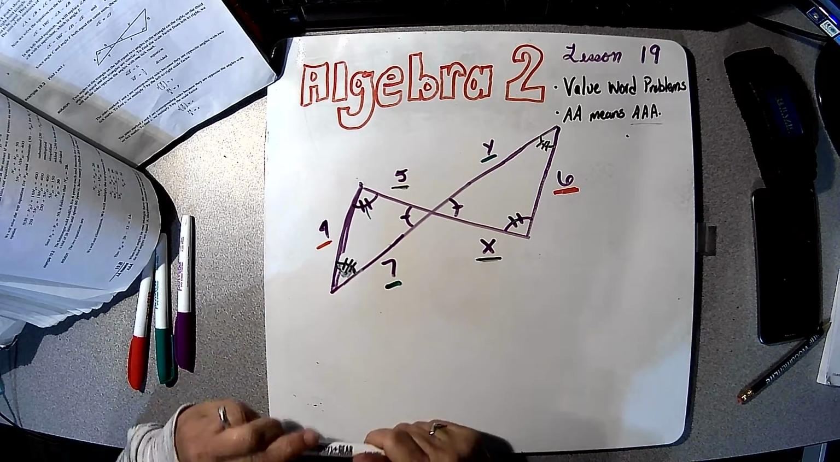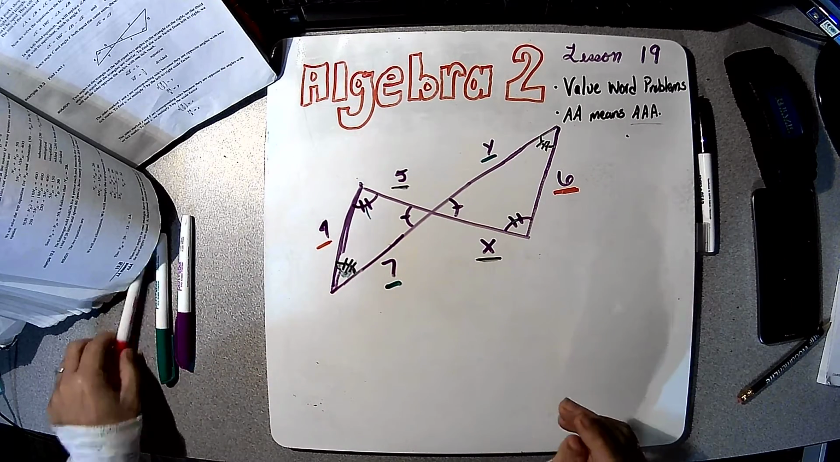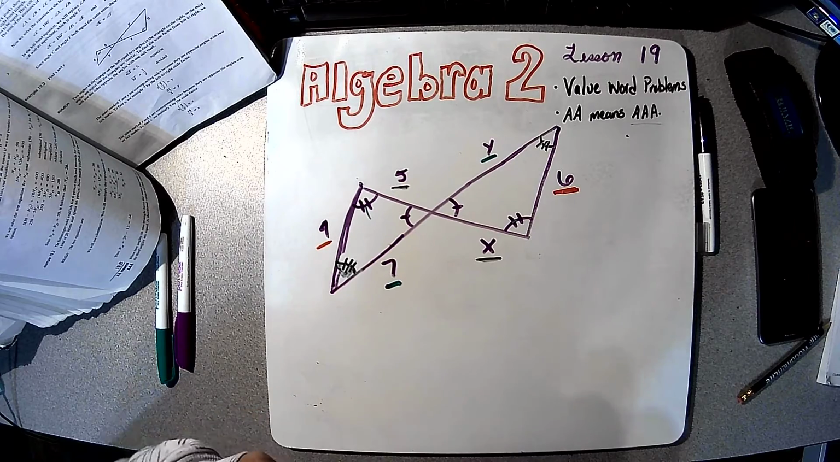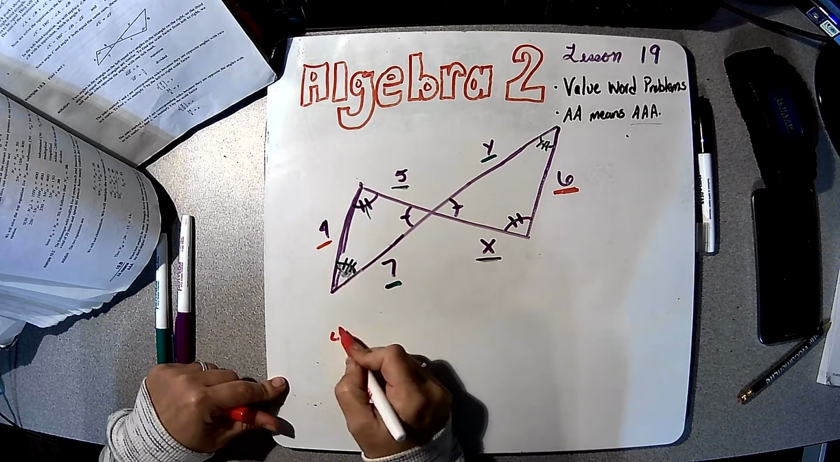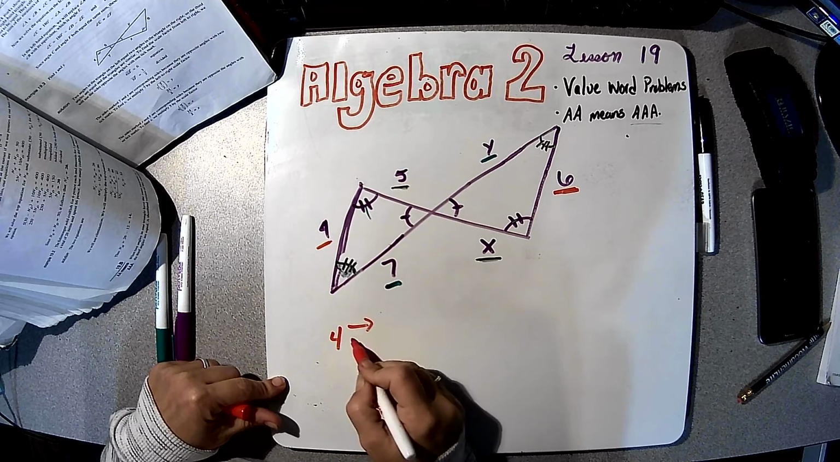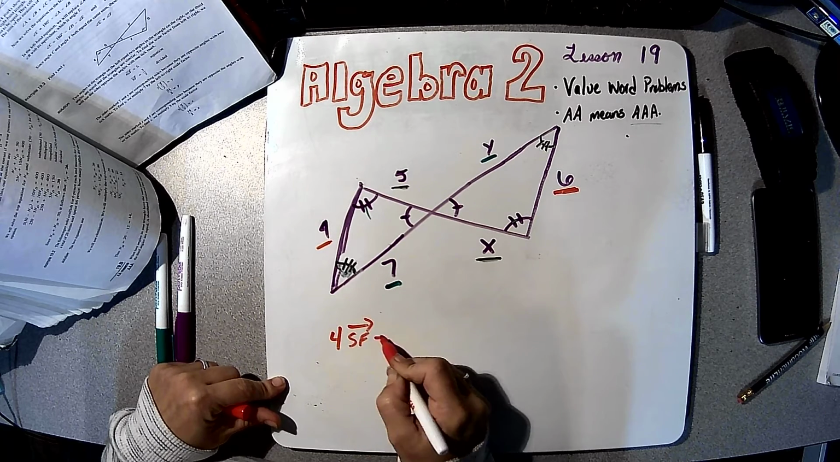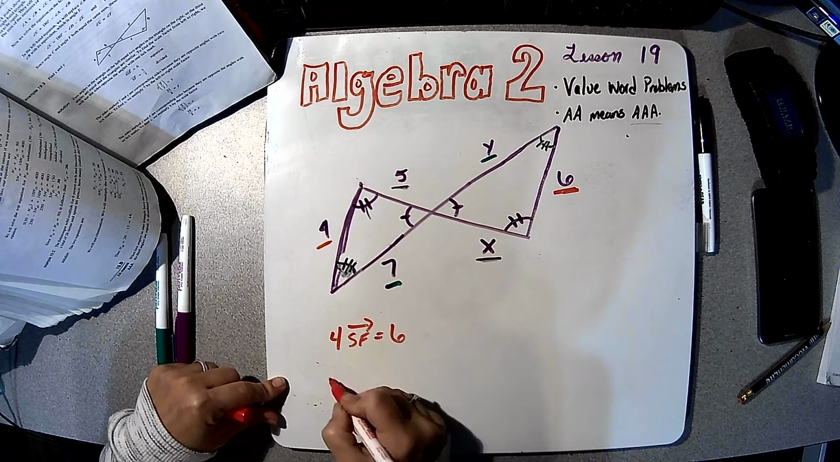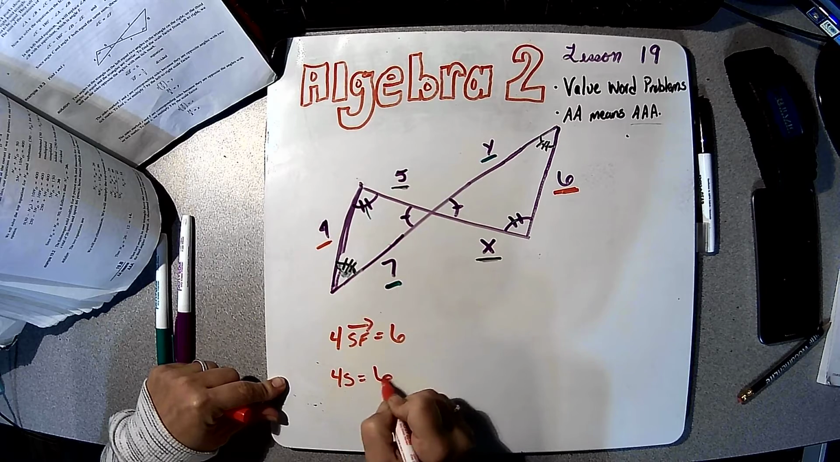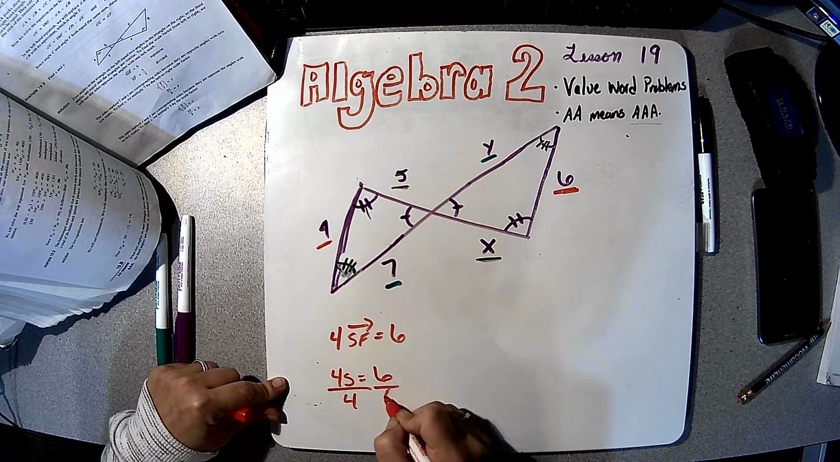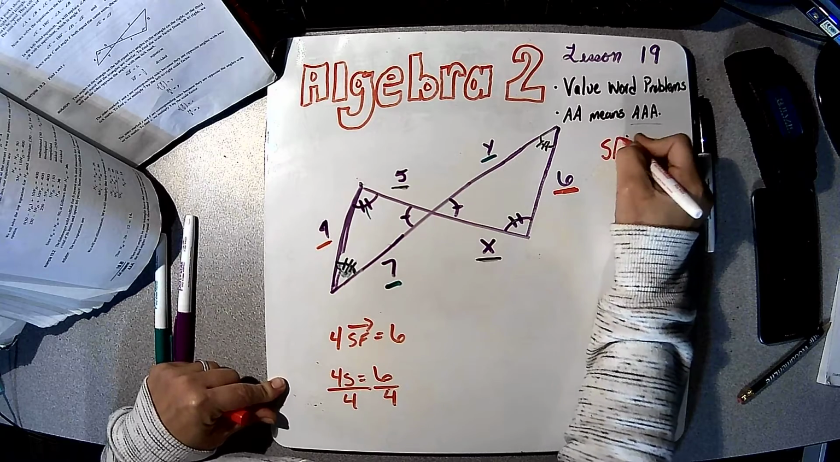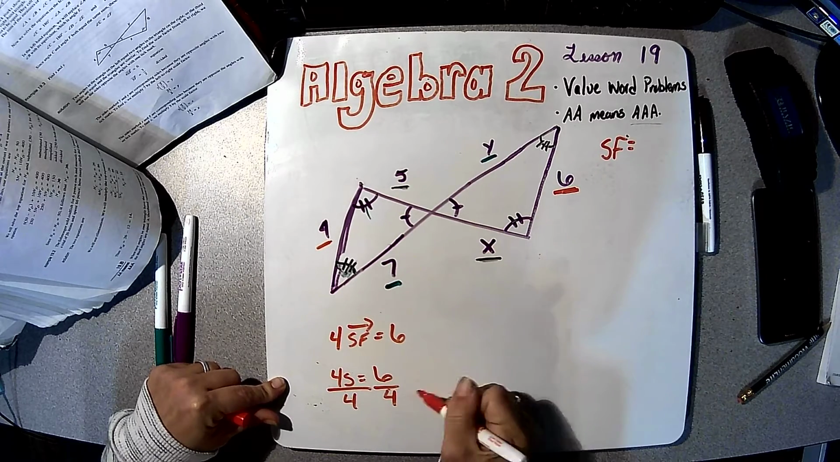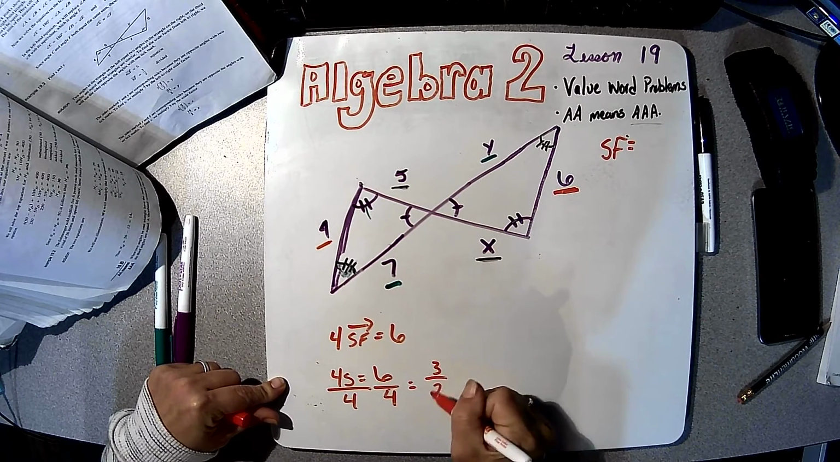Okay? Alright, so we can set up a scale factor here by saying 4 times the scale factor equals 6. So 4 times our scale factor equals 6. And I like to set that up as 4s equals 6. Divide by 4, divide by 4. So our scale factor is equal to 6 over 4, which would be the same thing as 3 over 2.